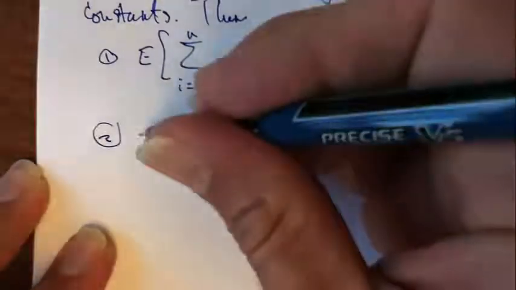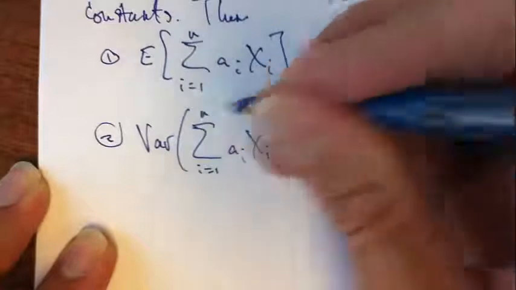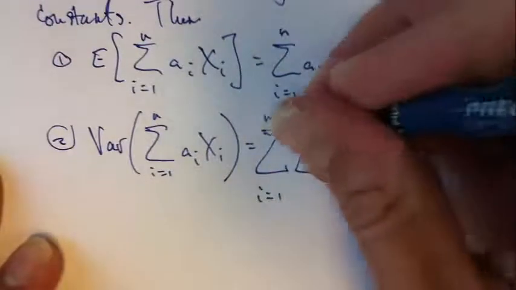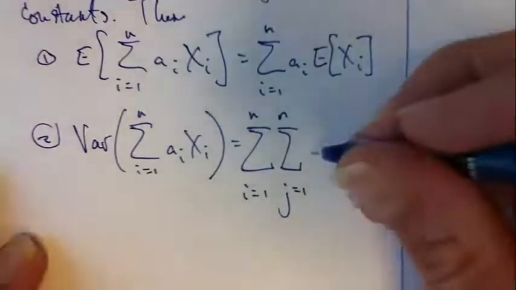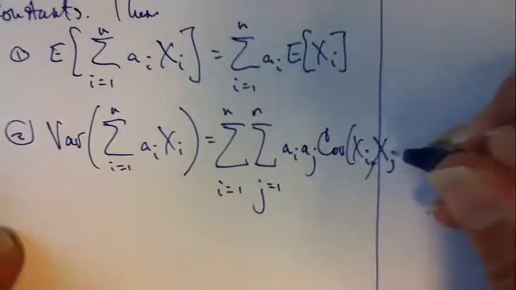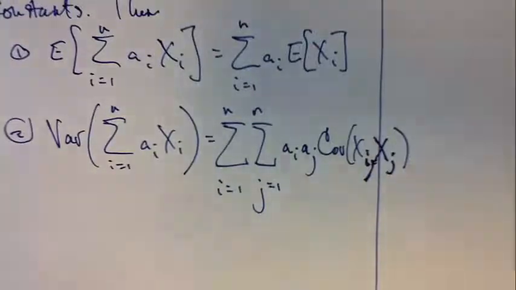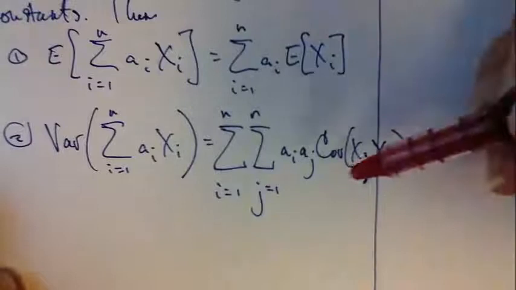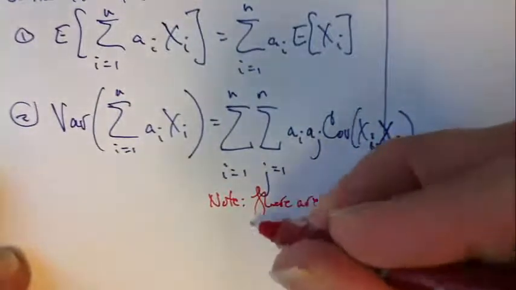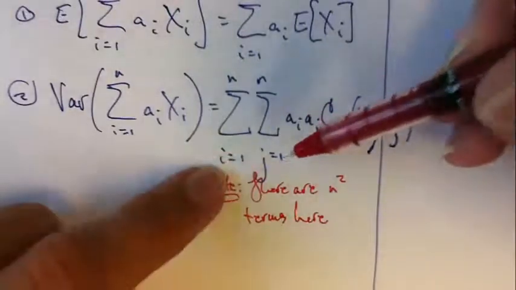Number 2. Maybe you're also interested in the variance of this sum. Well, it turns out this can be expressed pretty nicely this way. Okay, it's the double sum, i goes from 1 to n, j goes from 1 to n, of ai times aj times the covariance of xi with xj. Okay, now this looks complicated, but it's not too bad. First of all, how many terms are in this sum? You've got n times n. There are n squared terms here. Okay, right? For every value of i, j is going from 1 to n.